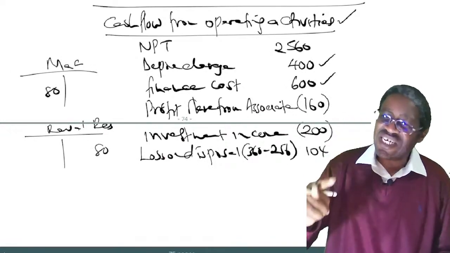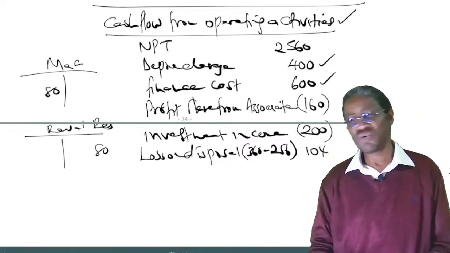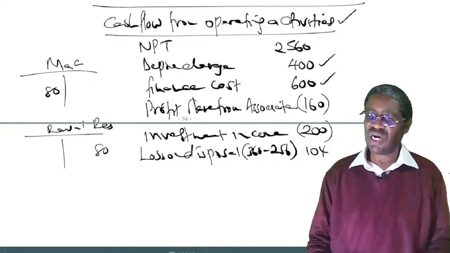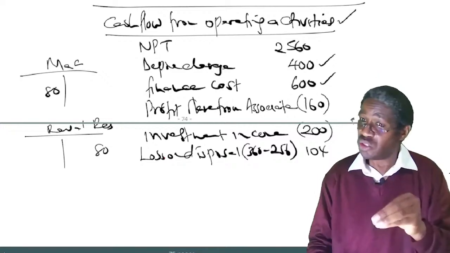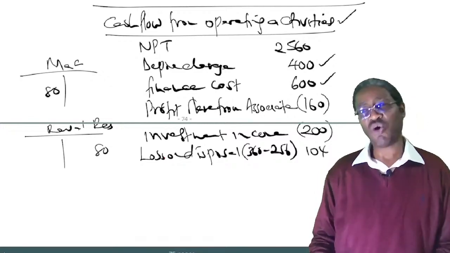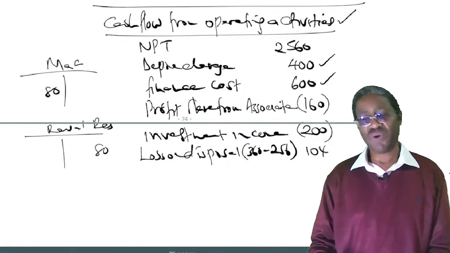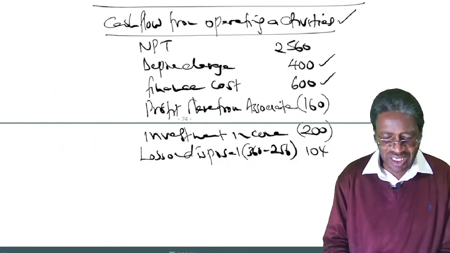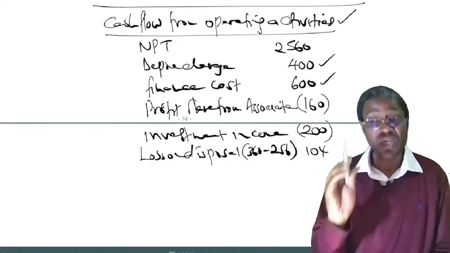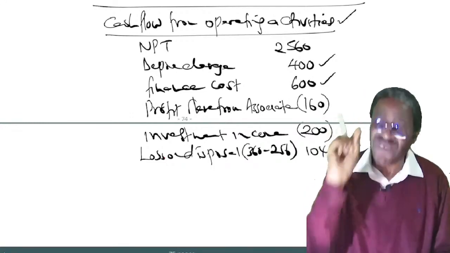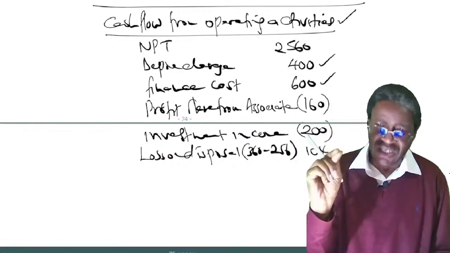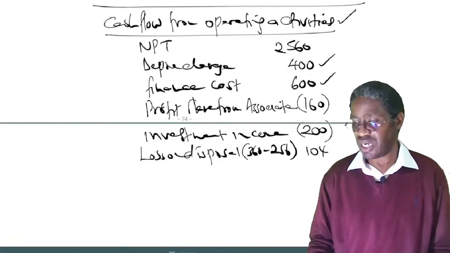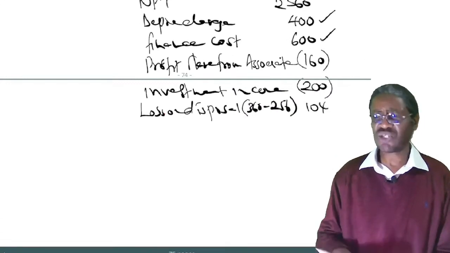Why? Because it did not go direct to the P&L account. No. That gain or that loss goes to an account called revaluation reserve. That revaluation reserve balance goes to the balance sheet straight as a component of equity. Good. So as much as it's true, revaluation is a non-cash item, we don't use it among the non-cash items in the cash flow statement. Why? Because it did not affect what I'm adjusting. I am adjusting the 2560 profit before tax. Good. We move on now. That's all for note number three.